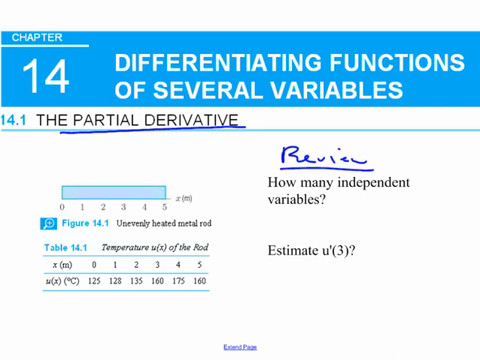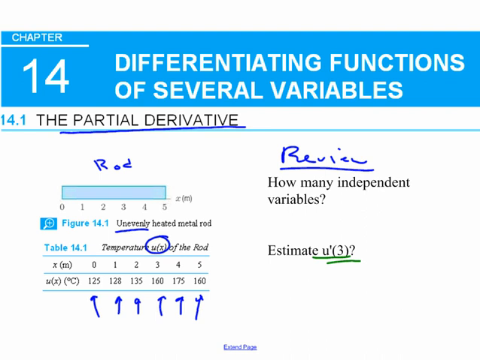as a review. So what we have right here is a rod, an unevenly heated metal rod. So different sections of the rod have different temperatures, as you can see here. This is showing a data table of position and temperature. And what we're saying is that temperature is u of x. So it's the function u of x. The question says estimate this value, u prime of 3.